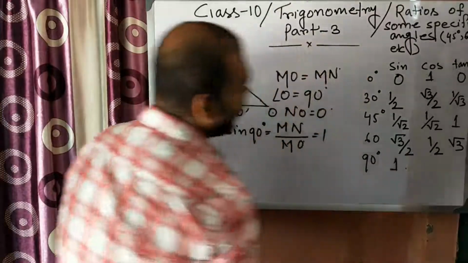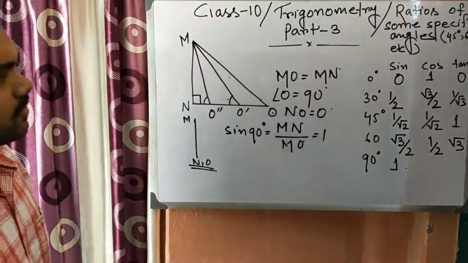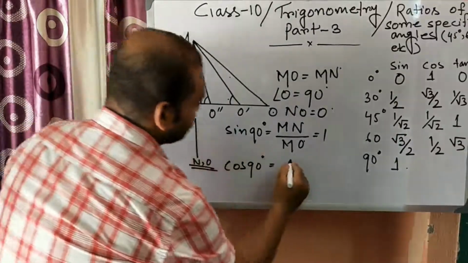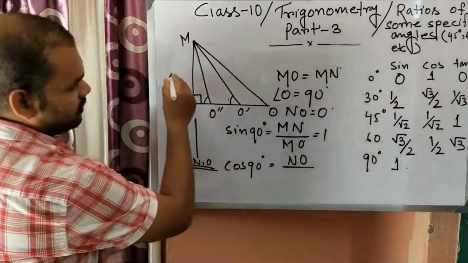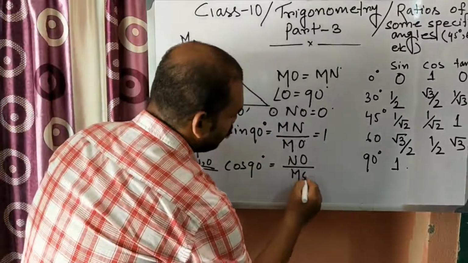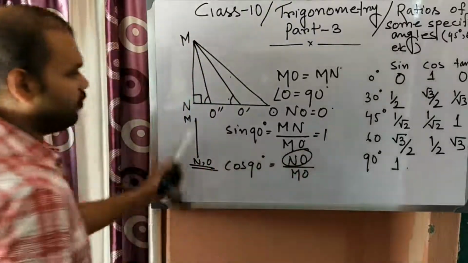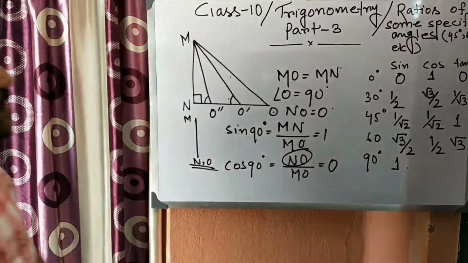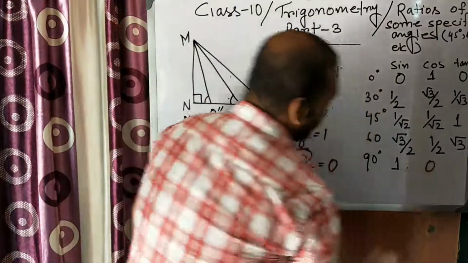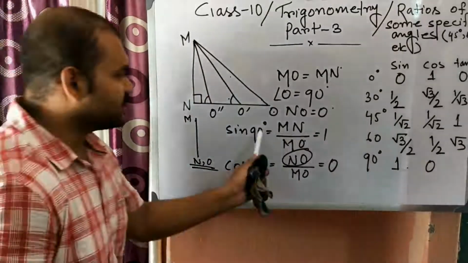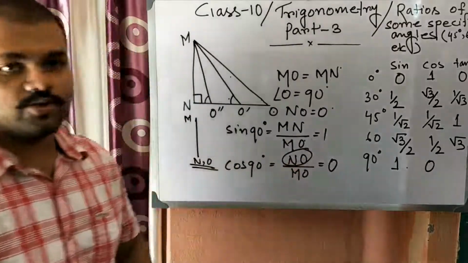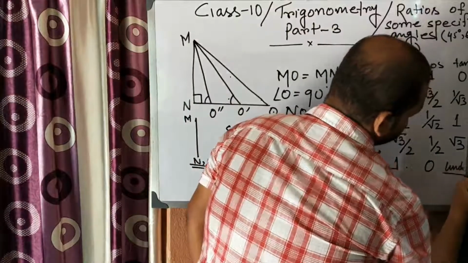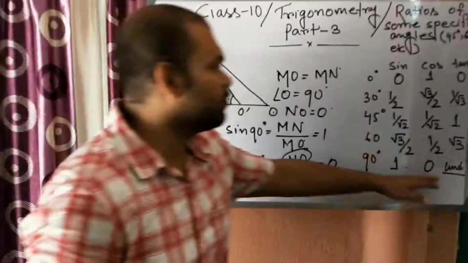Now what is the value of cos 90? So cos 90 degree is equal to base, that is NO, by hypotenuse, that is MO. Now what is the value of NO? NO is 0. So 0 by something is equal to 0. So cos 90 will be 0. And what is the value of tan 90? Sine 90 by cos 90. So 1 by 0. That is undefined, okay? Undefined. So you cannot find the value.